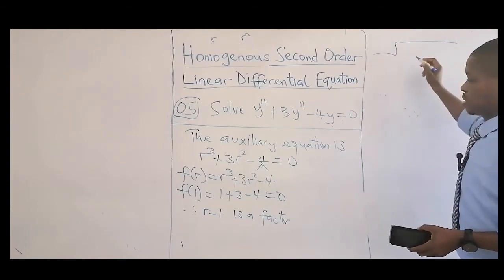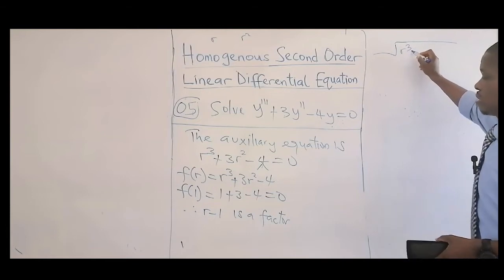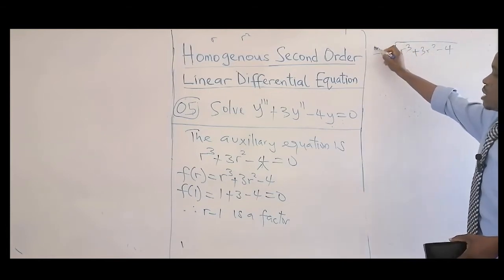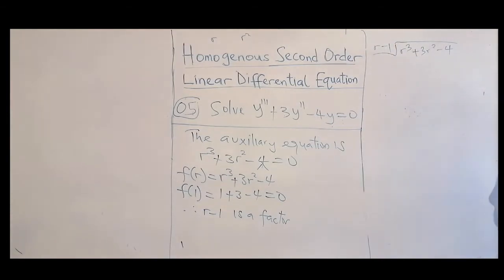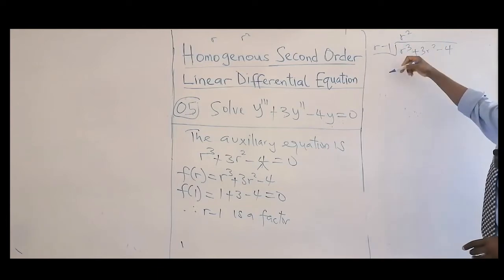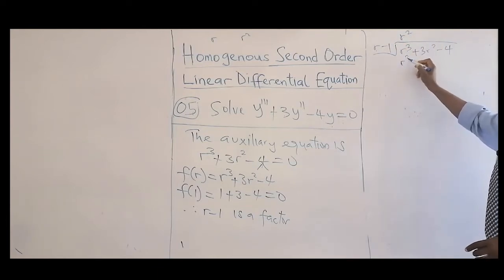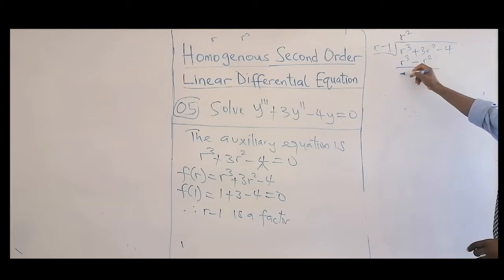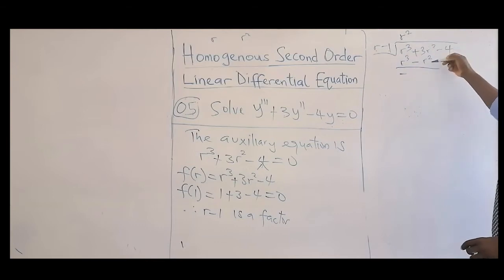That will be equal to what? r^3 + 3r^2 - 4 divided by r minus 1. So you have r^2 here, and then you multiply this one times this one, that's r^3. This one times this one, that's minus r^2. Then you subtract, so this goes. 3 minus this, that's 4r^2. Then you bring the next value down, minus 4.